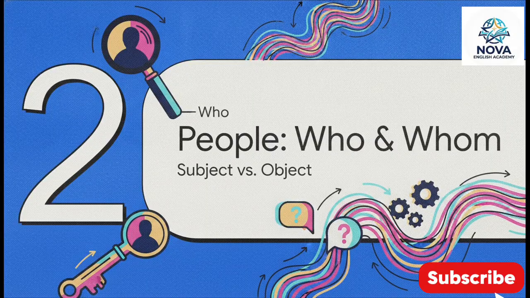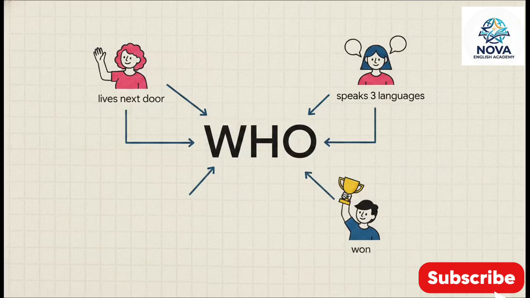Moving right along to Section 2, people, who and whom. The rule of thumb here is actually super simple. If the person is the subject, the one actually doing the action, you use who. For example, the woman who lives next door, the friend who speaks 3 languages. In every single one of those cases, the person is performing the action, so who is absolutely your perfect connector.